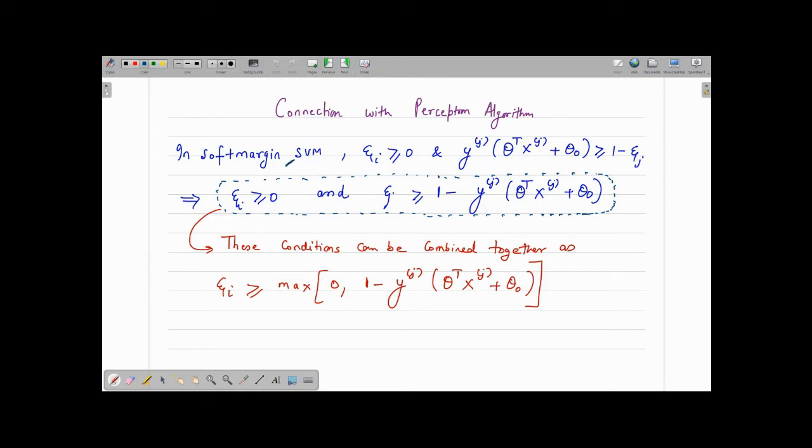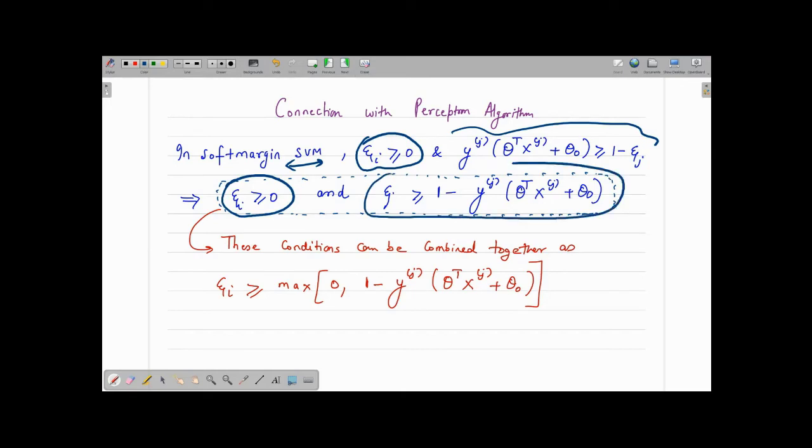In case of soft margin SVM, I told you already that zeta is greater than 0, and this constraint is already there. So basically we are trying to satisfy both the constraints, this one as well as this one. If I want to satisfy both these constraints, we can write this. This equation actually satisfies both the constraints.